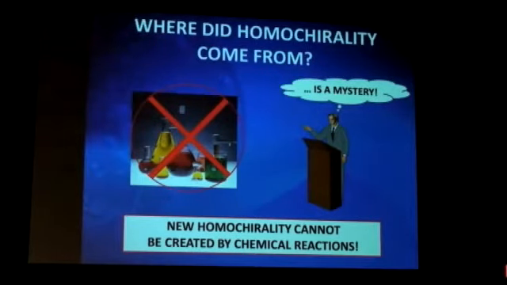It's known by chemistry that new homochirality cannot be formed first by chemical reactions. There are ways to form chirality with chemical reactions, but those reactions always require pre-existing homochirality. And so the formation of homochirality for the very first time cannot be done by chemical reaction. And that's a chemical fact.